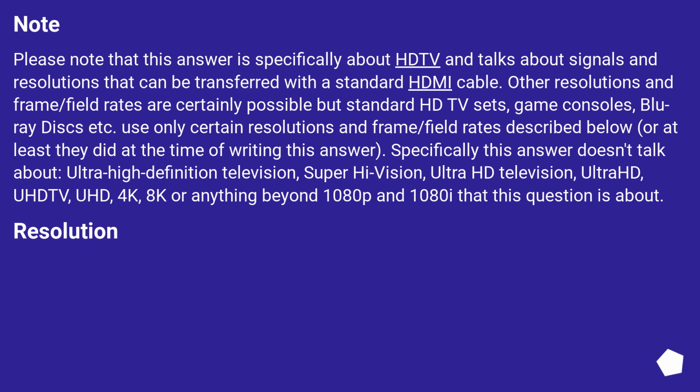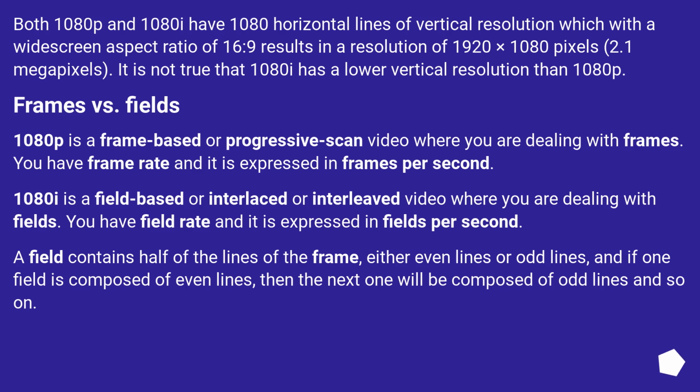Resolution. Both 1080p and 1080i have 1080 horizontal lines of vertical resolution, which with a widescreen aspect ratio of 16:9 results in a resolution of 1920 x 1080 pixels, 2.1 megapixels. It is not true that 1080i has a lower vertical resolution than 1080p.